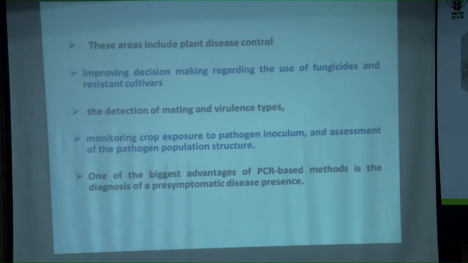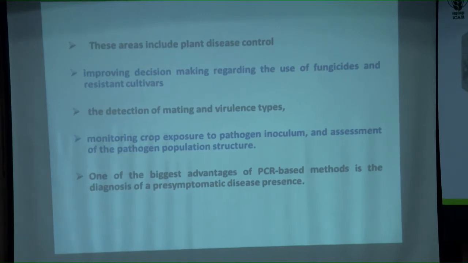So, this is where we need the role of molecular markers in plant disease management and in improving decision making regarding the use of fungicides and resistant cultivars also. Then the detection of mating and virulence type. Generally for some pathogens we have two mating types, plus and minus. If both populations are there, then the chances of mutation and virulence are greater. So, to screen that also we need molecular markers. If a molecular marker is there, you can run it with your particular pathogen, and you can see whether the positive type or negative type is present or not.